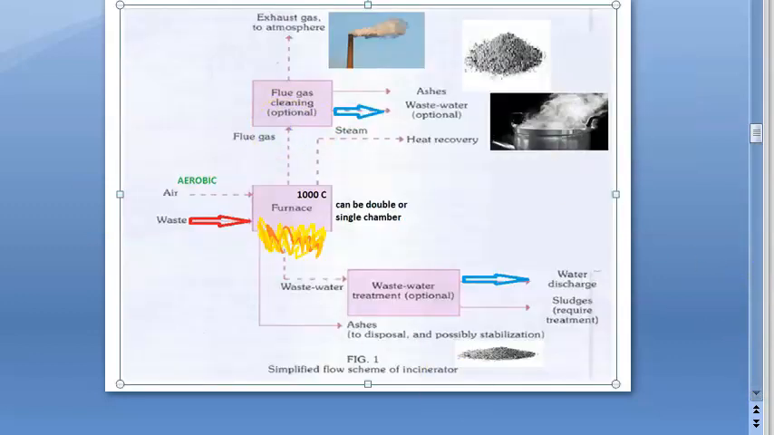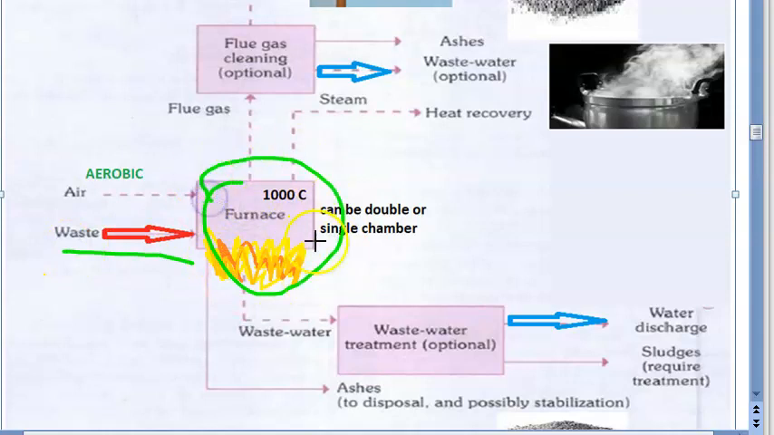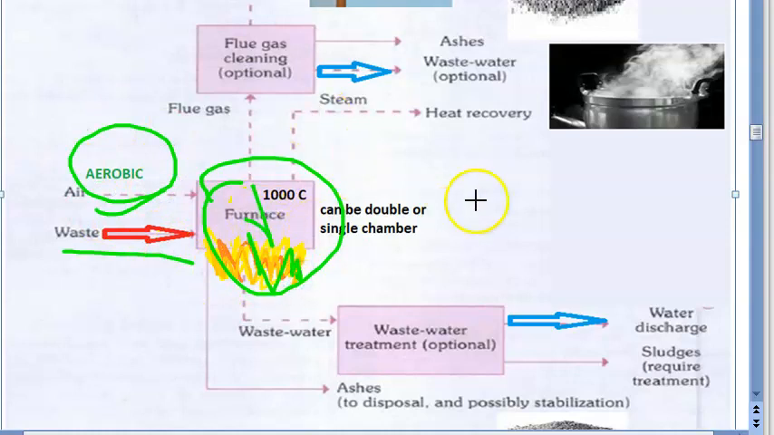So this is the process of burning. Let's see here. First they put the waste in here. This is a furnace. It can be a double chamber or single chamber furnace, and it's aerobic, so you're giving air here. There is a lot of fire here. Everything will burn.